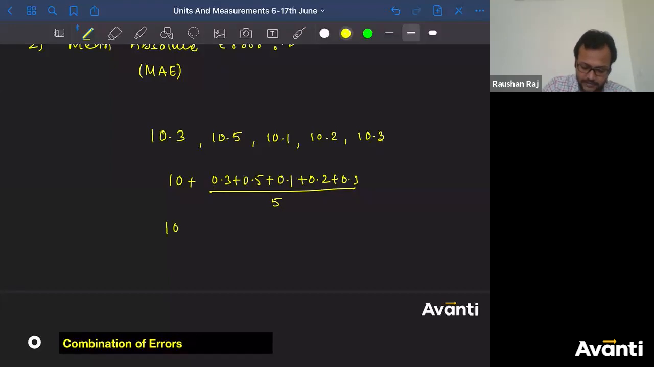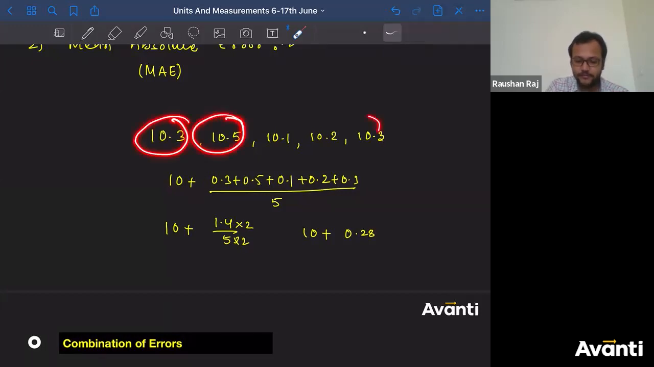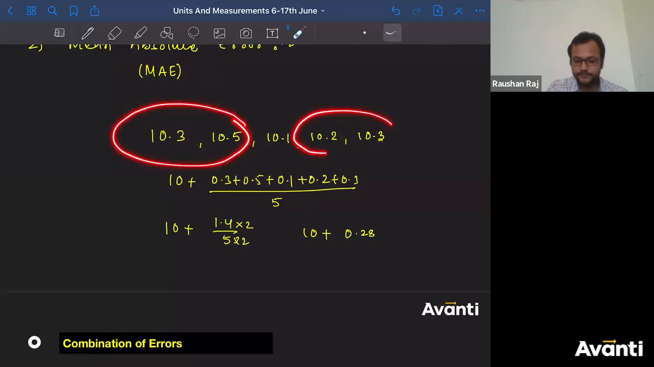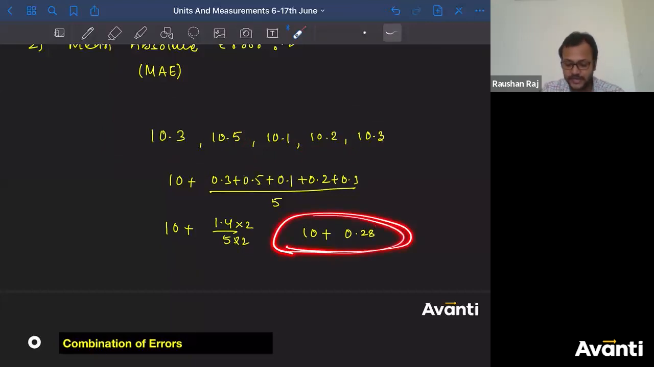So now I'm going to get 10 plus 1.4 by 5. Tell me what is 1.4 by 5? Multiply 2 here, multiply 2 here. So what is the answer? 10 plus 0.28. All right, Camilla, 0.28. So what is the length that you have got? What was the error that you're having here? 0.3, 0.5, 0.3. Can I say corresponding to these values, can I say the value has gone closer to the true value? So actually I have reduced the error here.